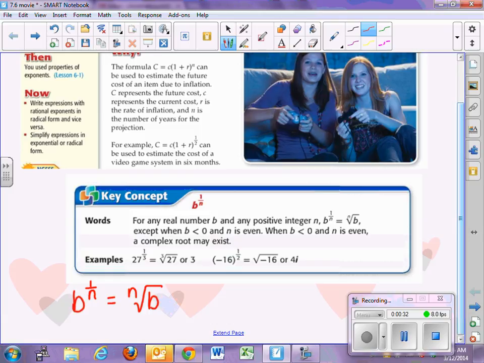So if you have b to the 1/4 power, it means what's the 4th root of b? Same thing. The discussion in the box says if you have a negative number as your base, which would end up being under your radical, and if you're trying to take an even root, then you're going to get a complex number.